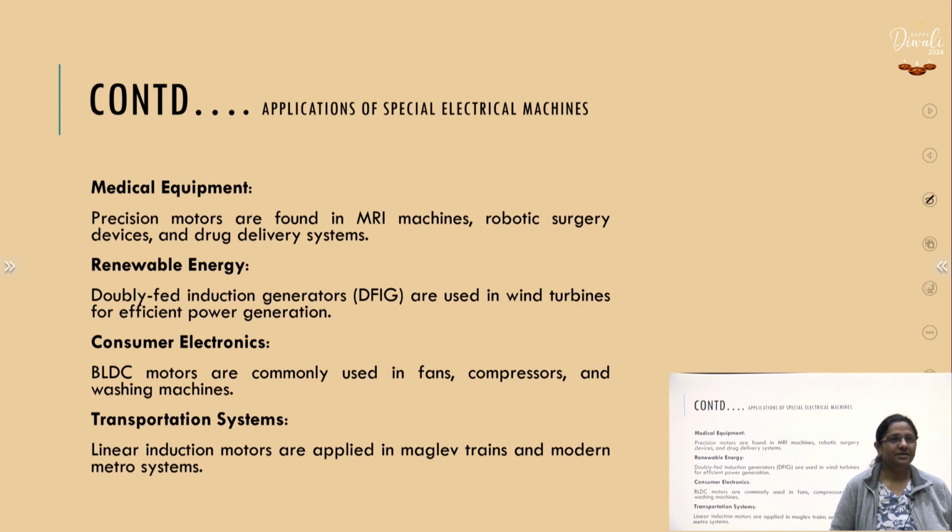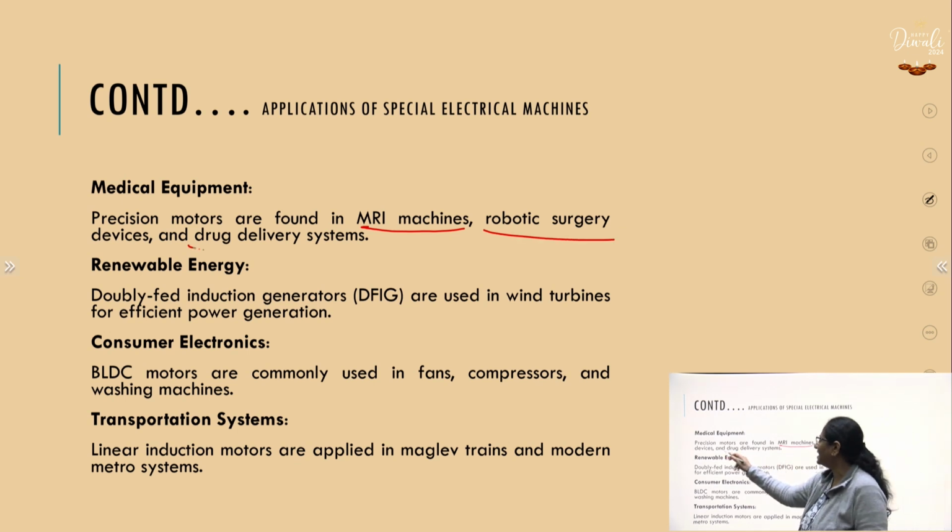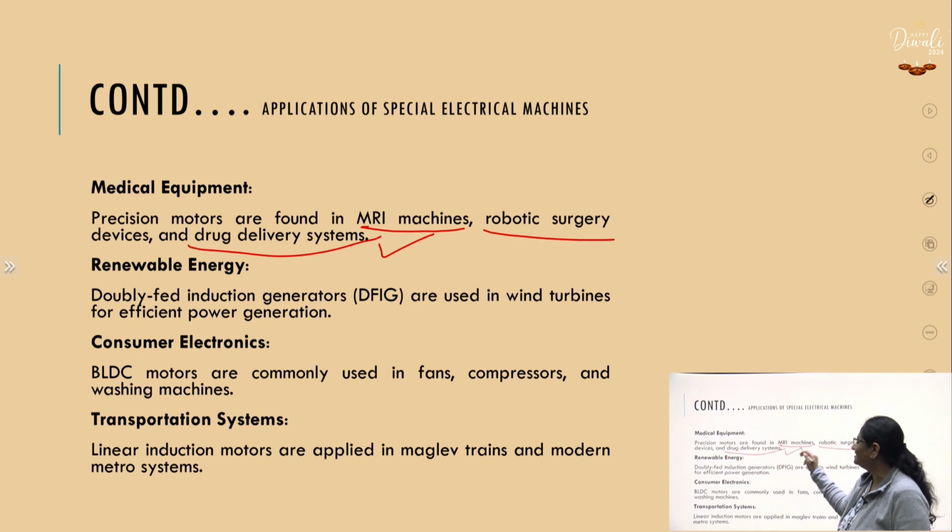Then comes the medical equipment. Precision motors are found in MRI machines, in robotic surgery devices and drug delivery systems. Automated drug delivery system inside the hospital. Some of the hospitals have started the automatic medicine delivery inside the hospital premises these days. Renewable energy: doubly fed induction generators are used in wind turbines for efficient power generation.